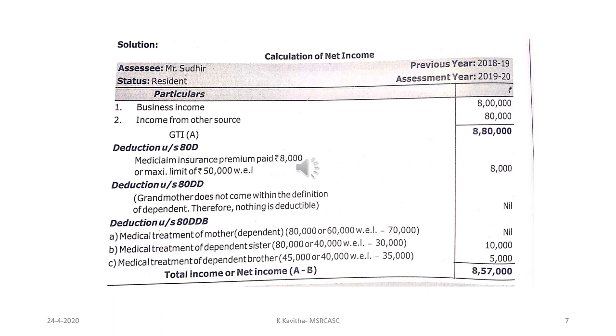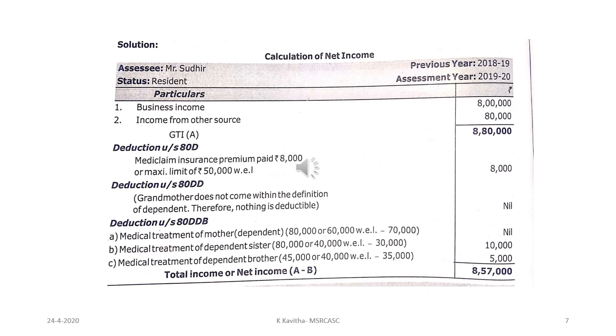So the deduction that you are eligible to claim is only 0. You can't claim any deduction. Again, why? Because the insurance company has given you 70,000, but you are eligible to claim only up to 60,000 towards your mother's treatment. Got it? So no deduction for this.